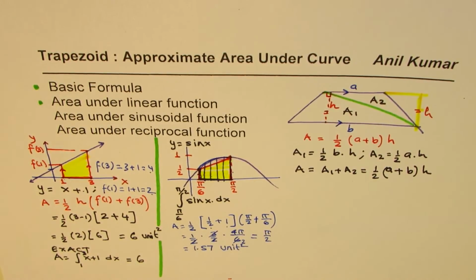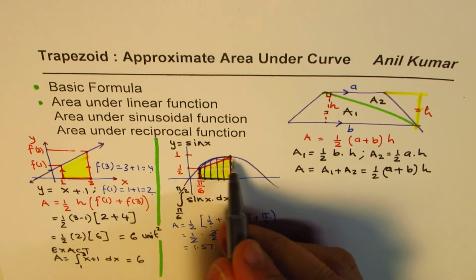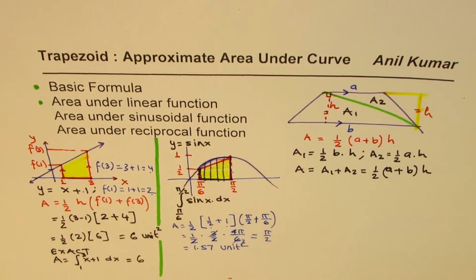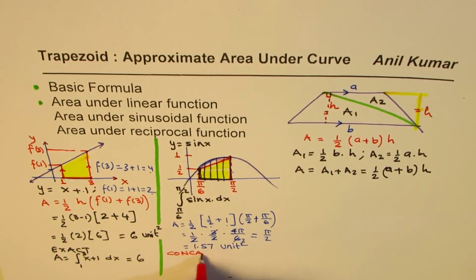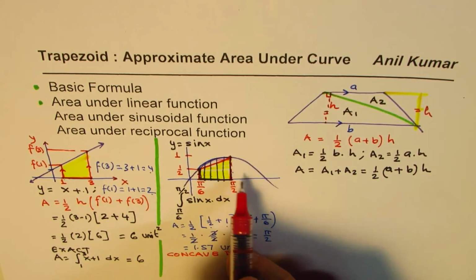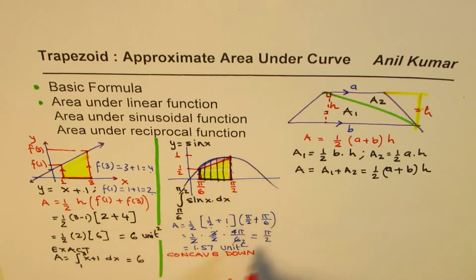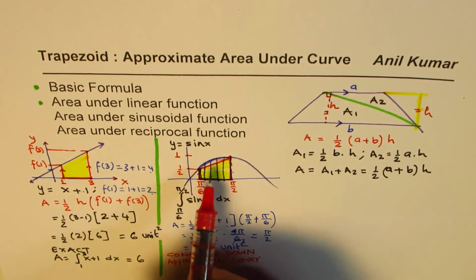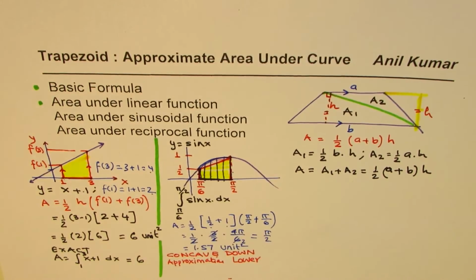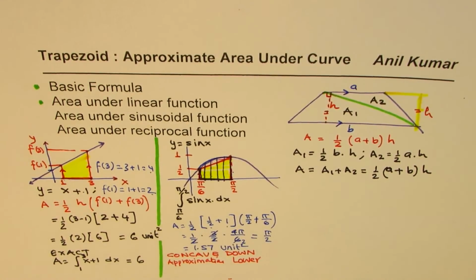So what we get here is, since you can see it's concave down, so we say when the curve is concave down, so it's like a cup put downwards, right? So when the curve is concave down, then approximation is lower. So it is less, you can see, right? It is less than that amount. So this is very important to understand.